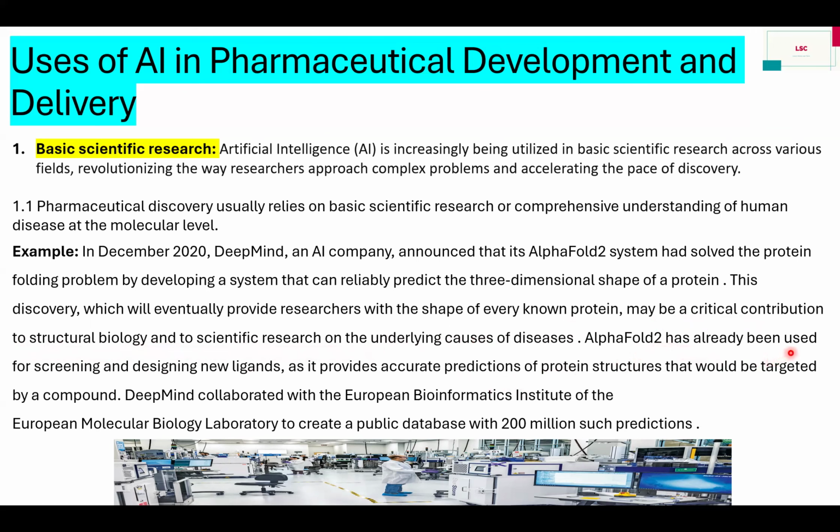AlphaFold 2 has already been used for screening and designing new ligands, as it provides accurate prediction of protein structure that would be targeted by a compound. DeepMind collaborated with the European Bioinformatics Institute of the European Molecular Biology Laboratory to create a public database with 200 million such predictions.